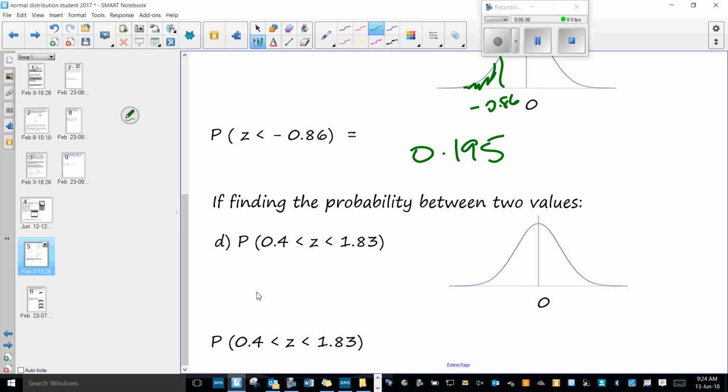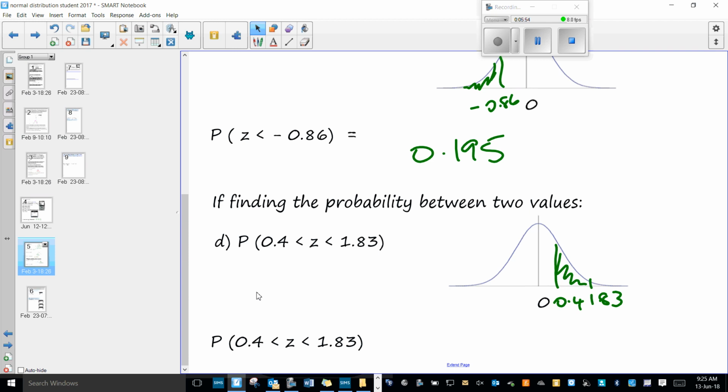But upper and lower are both on the right. Yeah. So 0.4 and 1.83. As I said, these diagrams don't have to be superb. Really, nothing needs to be to scale. It's just to get you to visualize roughly how much you're looking at.